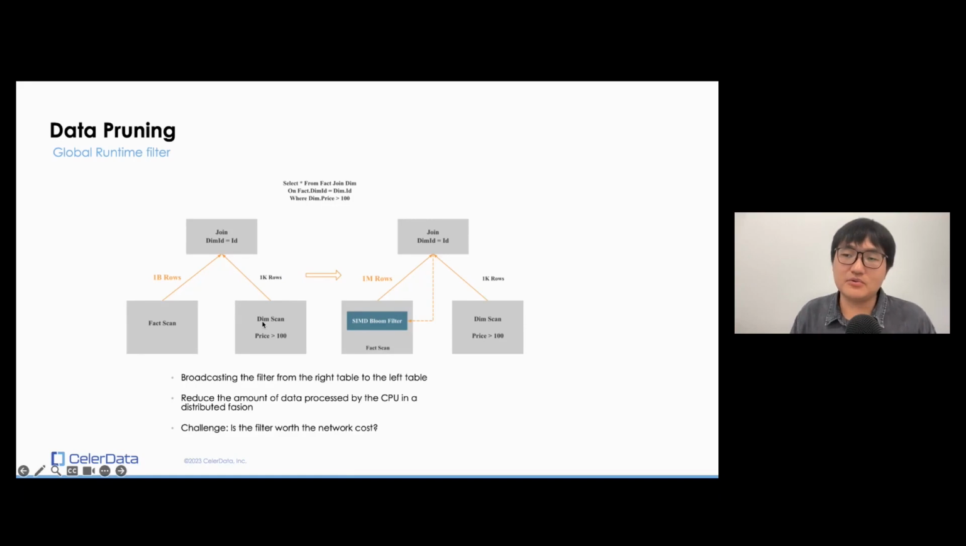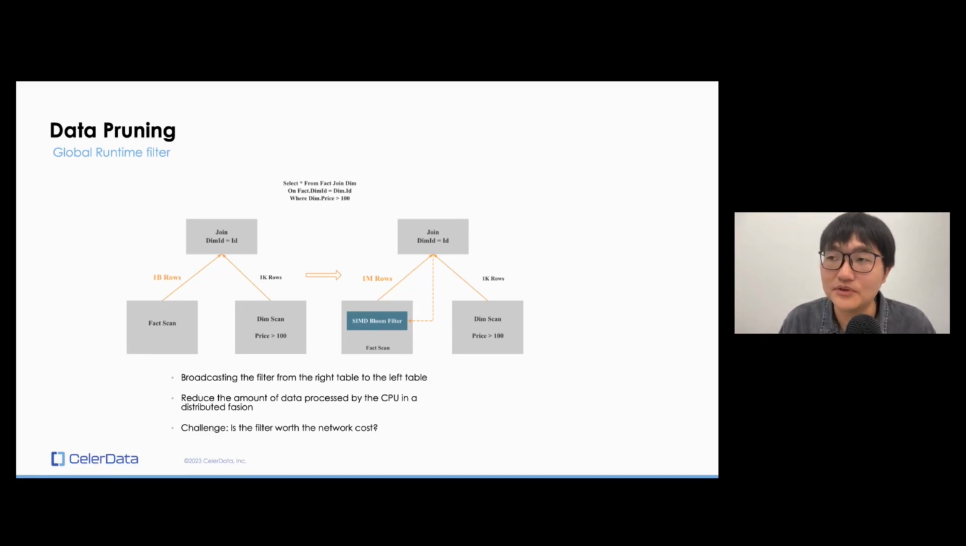So what if there's a way we can push this predicate or this where clause to the left table as well? It's probably going to filter a lot of the data. So in this case, let's say it's 1 billion rows to a million rows. That's many orders of magnitude less data the CPU needs to deal with, right? And yeah, this sounds pretty simple, right?